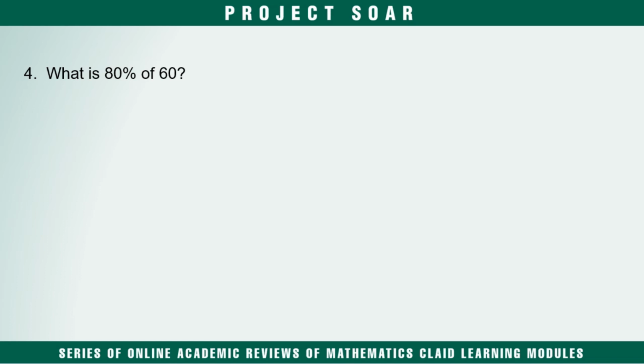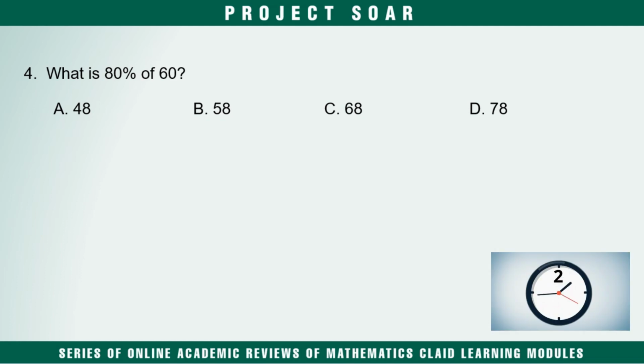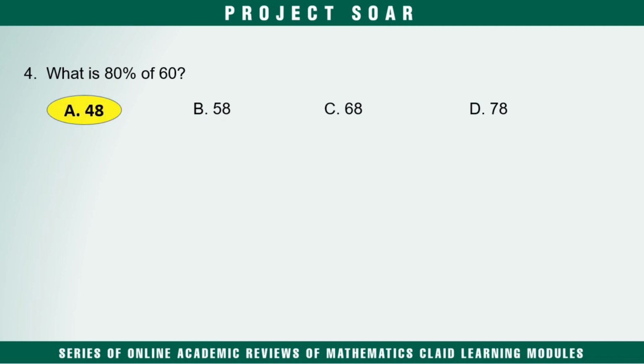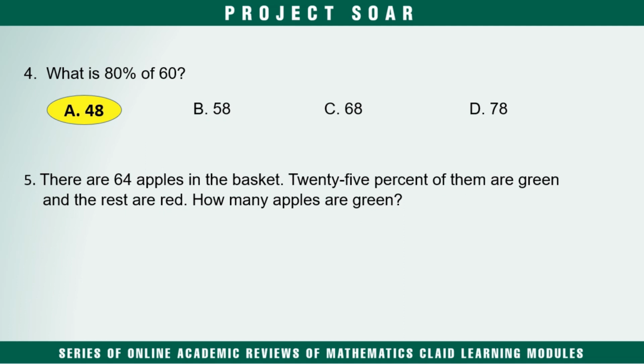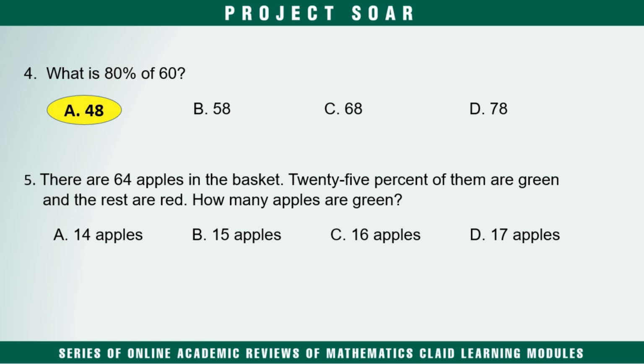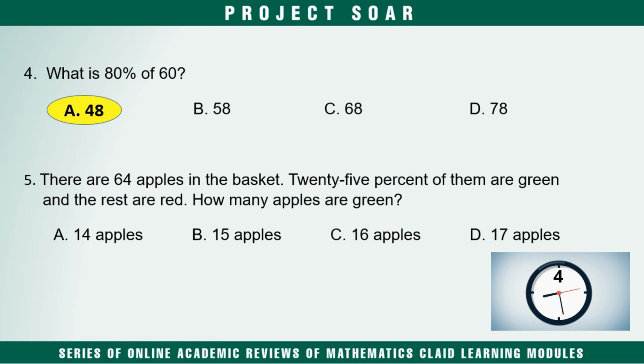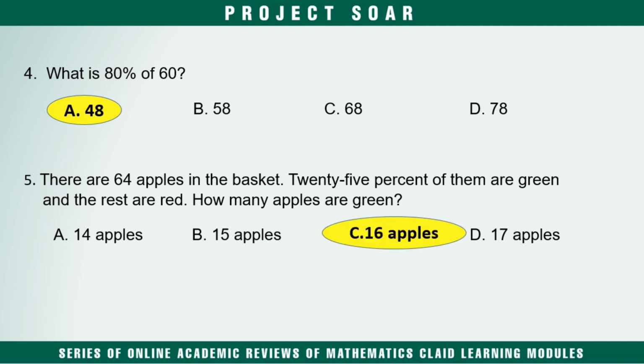Number 4. What is 80% of 60? A. 48, B. 58, C. 68, or D. 78? What is your answer? Okay, very good. The correct answer is letter A, 48. Number 5. There are 64 apples in the basket. 25% of them are green and the rest are red. How many apples are green? A. 14 apples, B. 15 apples, C. 16 apples, or D. 17 apples? What is your answer? Okay, very good. The correct answer is letter C, 16 apples.